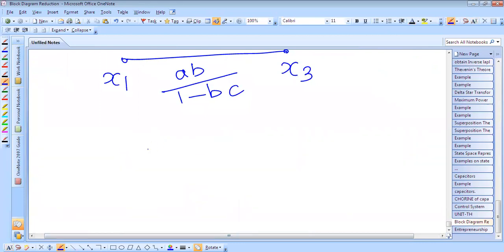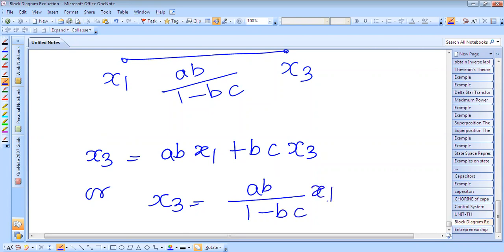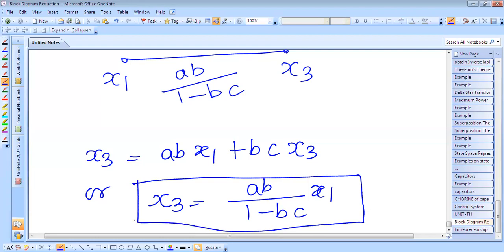And finally we can write here x3 is equal to AB x1 plus BC x3, or we can write x3 is equal to AB upon 1 minus BC into x1. So this is how we can use these different properties, or this is the signal flow graph algebra for drawing the signal flow graphs of any systems. So what is the signal flow graph?